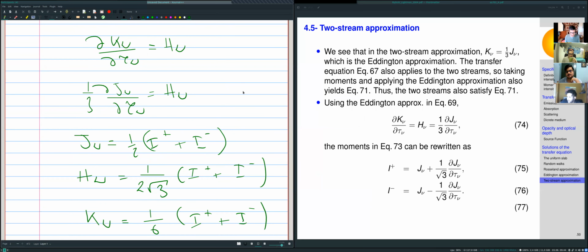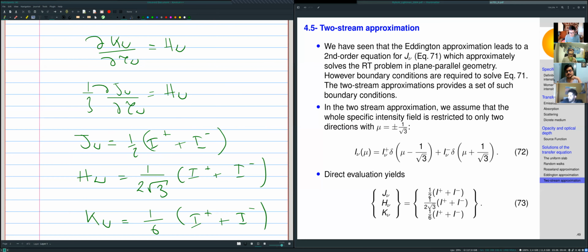Oh, I made a mistake here. Let me see. Maybe I've got a sign wrong here. Yes, for H nu, it should be minus: I plus minus I minus. Thank you very much. Let me correct this immediately.